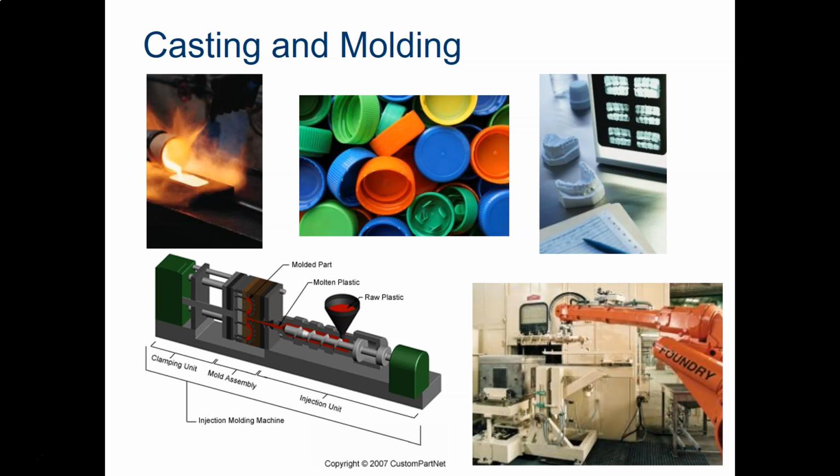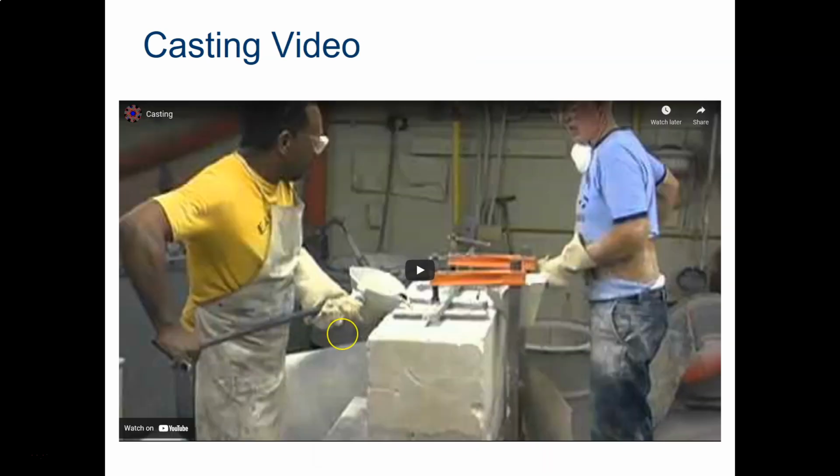Casting is a manufacturing process by which a molten material, such as metal or plastic, is introduced into a mold, allowed to solidify within the mold, and then ejected or broken out to make a fabricated part. Here we have an artist's rendition of an injection molding machine on the left, and on the right is a robot assisting with sand casting. Let's watch a few videos on the different types of casting and molding.